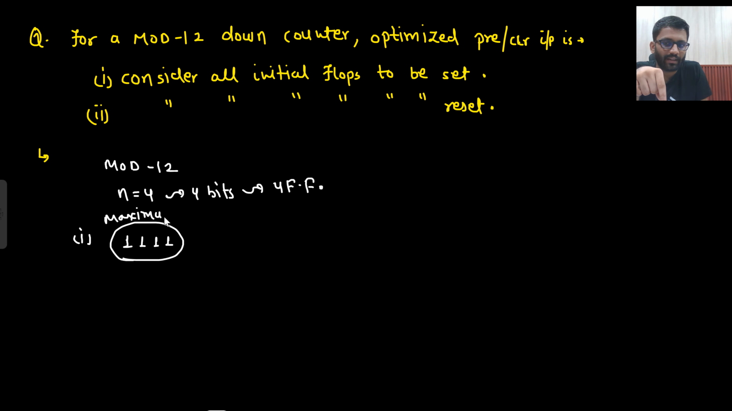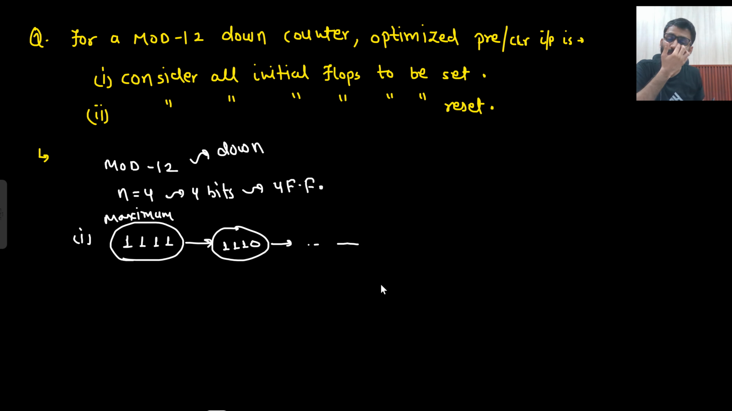And what are you designing? You are designing a down counter. If you are designing a down counter, that means you are expected to go down from the maximum value. So you are going down from 1111 to 1110, and in that manner you will go. This is a mode 12 counter.